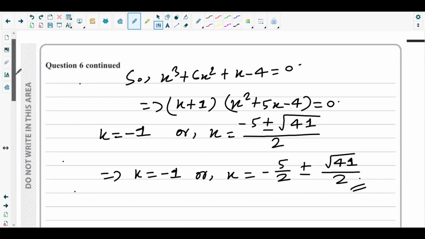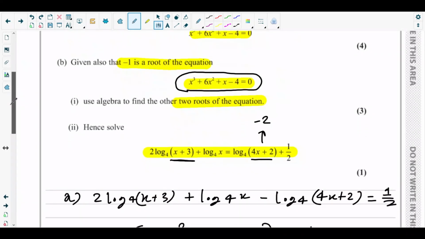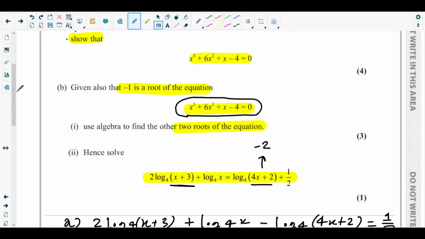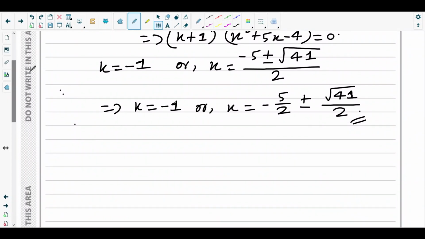Another possible negative value was negative 5 over 2 minus square root of 41 over 2. We are focusing on the negative values because within the bracket we can't have any negative value. So negative 5 over 2 minus square root of 41 over 2 gives about negative 5.7. So definitely, due to this root of the simplified equation, we will have a negative value within the bracket of the log. So we will ignore both the negative roots of the cubic equation.